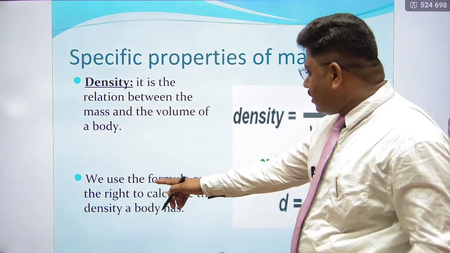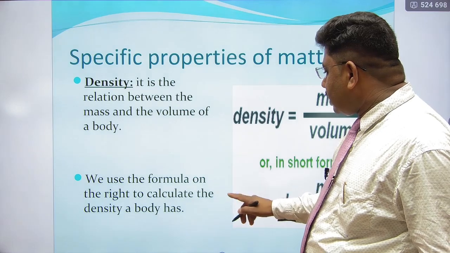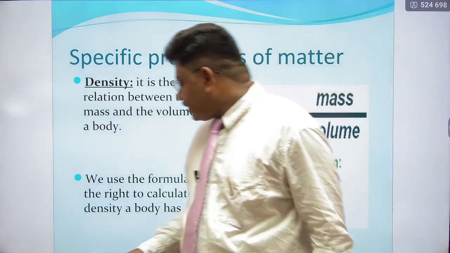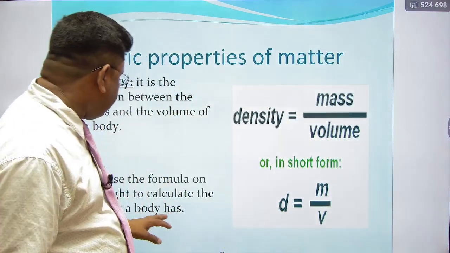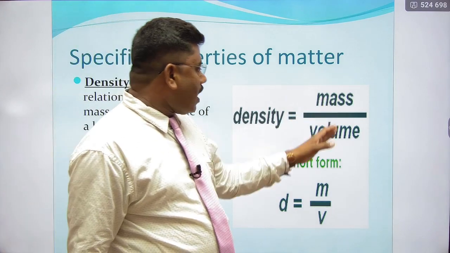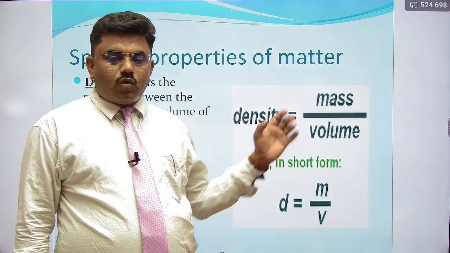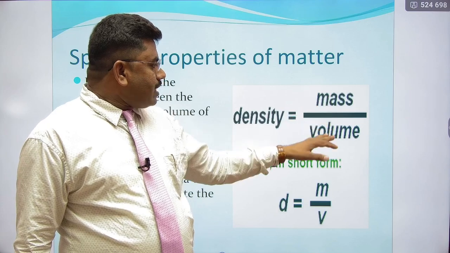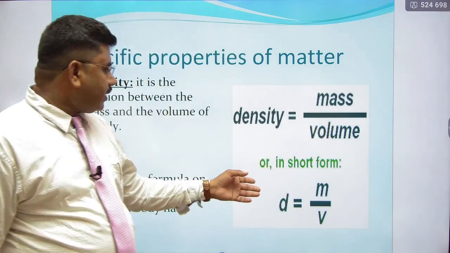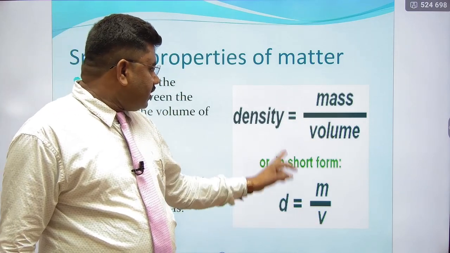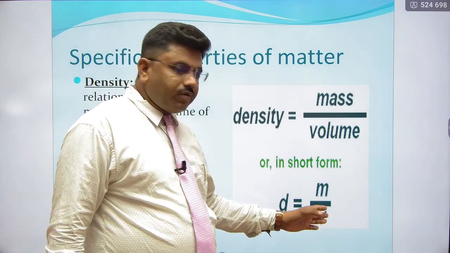Next, we use the formula on the right to calculate the density of a body. Density is equal to mass divided by volume. If you want to calculate the density, we have to divide the mass by volume, and then you will get it. In short we can say D for density, M for mass and V for volume.